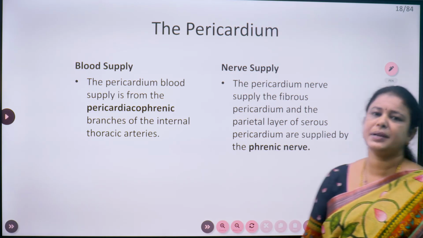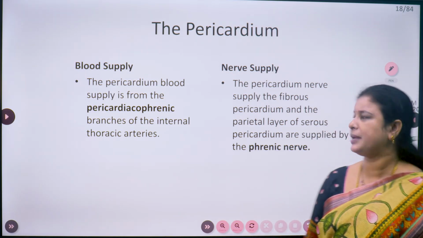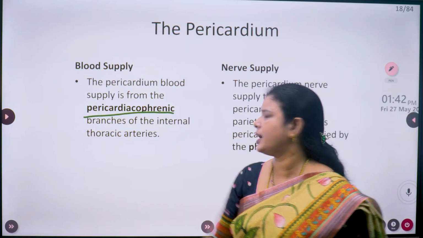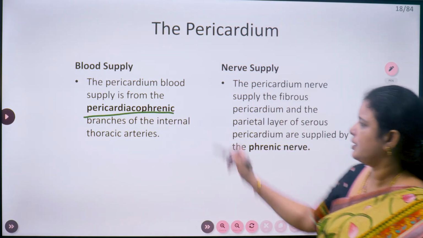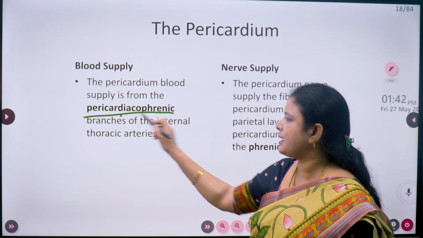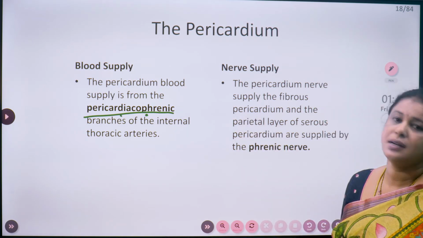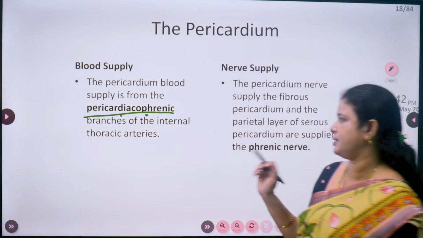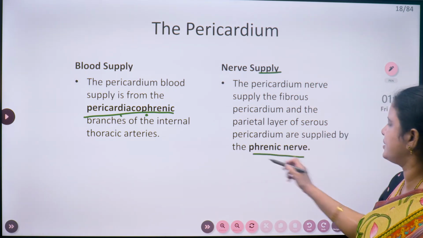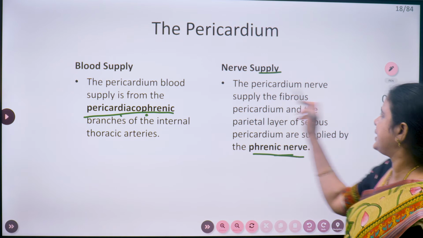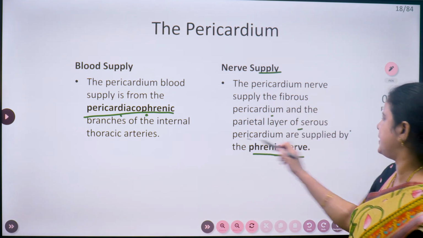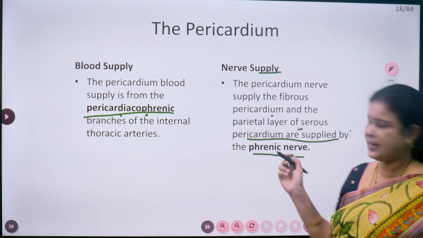Next, blood supply to the pericardium. The pericardium is mainly supplied by the pericardiacophrenic branches from the internal thoracic arteries. The nerve supply is by the phrenic nerve. The fibrous pericardium and the parietal layer of the serous pericardium are supplied by the phrenic nerve.